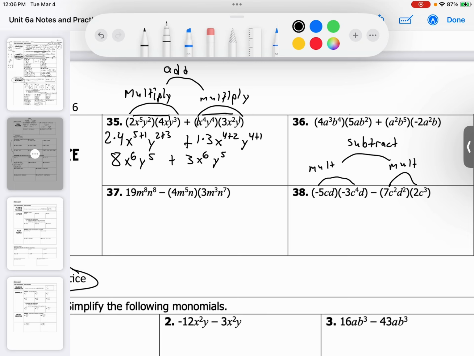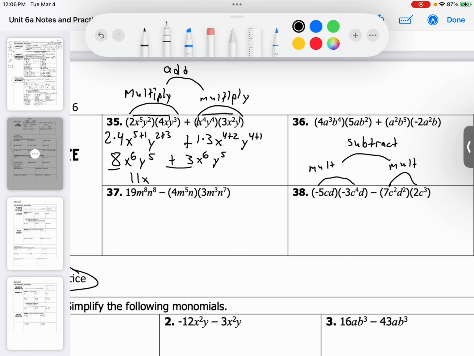Now remember, we can only add if we have the same variables and the same exponents. So it looks like on this problem, both of these have x and y, and both of these have 6 and 5 as the exponents for x and for y. So both of these do have the same variables and the same exponents, and so they can be added together. So the way we're going to do that is we take 8 plus 3, and that's 11.